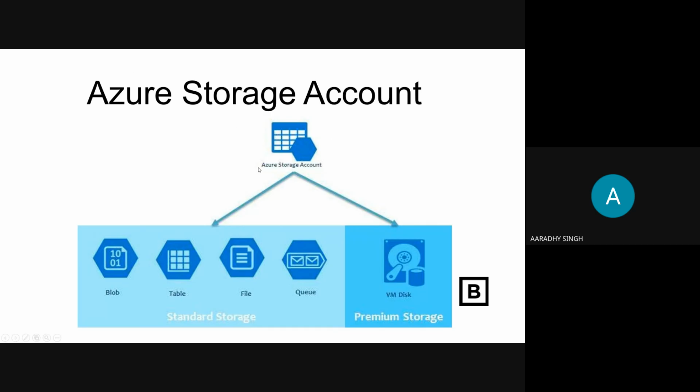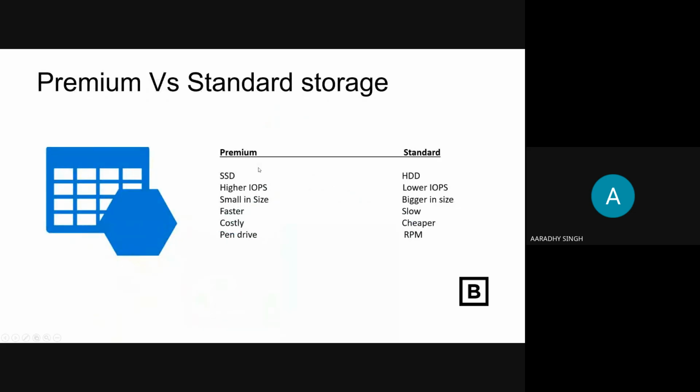Okay, let's discuss in detail. So guys, in the IT ecosystem, we have 2 types of disk available. One type is called the premium disk. The second is called the standard disk. What does it mean?